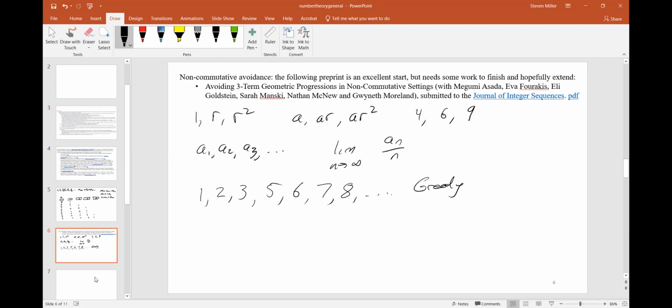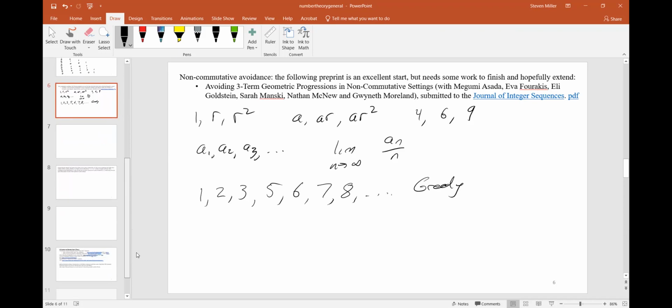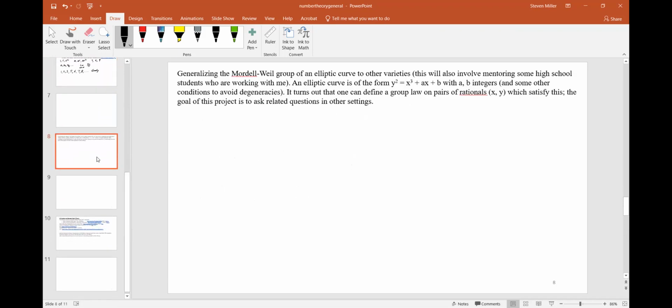And you can analyze what you get from the greedy approach. Is that the best? How close is it to what's best? And then how can you generalize this to other settings? And so I've had some students work on non-commutative setting on this problem. And there's a lot of fun things there to pursue.